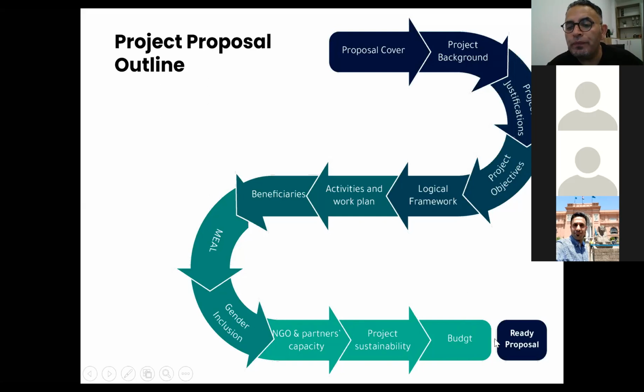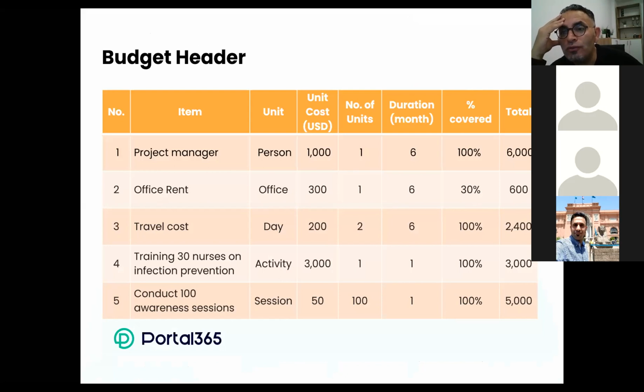For the budget, which is what we are going to talk about today, what we need to consider is that usually there is a budget header. Whenever you are preparing a budget for a single activity or a whole proposal, you need to learn about this header, like this orange color. You will have, for example, number, item, unit cost in US dollar or euros or Yemeni riyals or whatever the currency is, and number of units, duration in months or in days. So we'll talk about this.